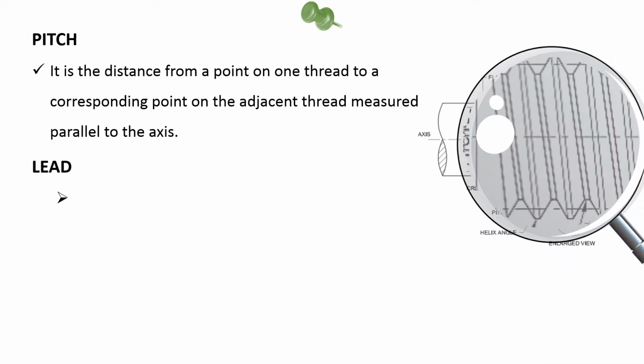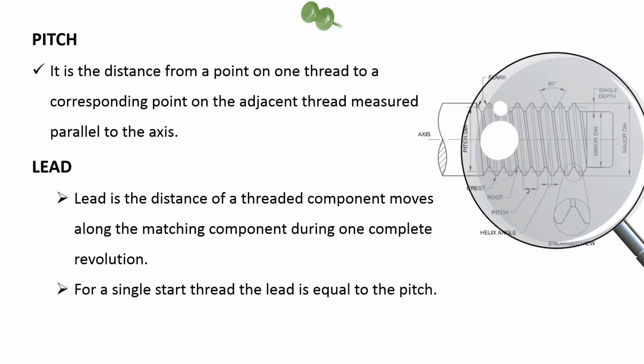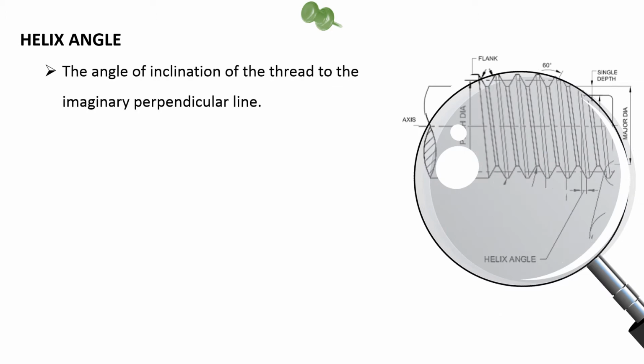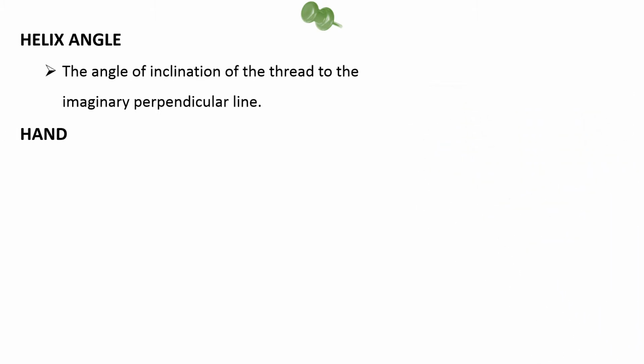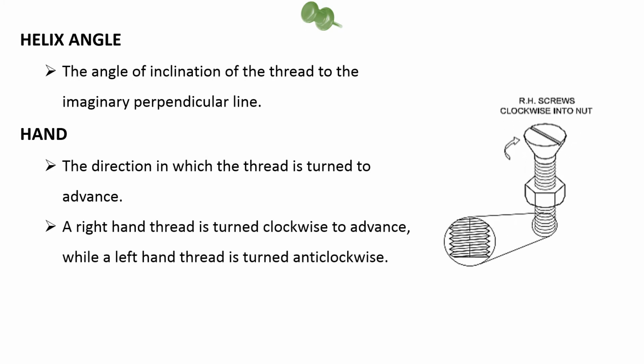Lead. Lead is the distance a threaded component moves along the matching component during one complete revolution. For a single start thread the lead is equal to the pitch. Helix angle. The angle of inclination of the thread to the imaginary perpendicular line. Hand. The direction in which the thread is turned to advance. A right-hand thread is turned clockwise to advance, while a left-hand thread is turned anti-clockwise.